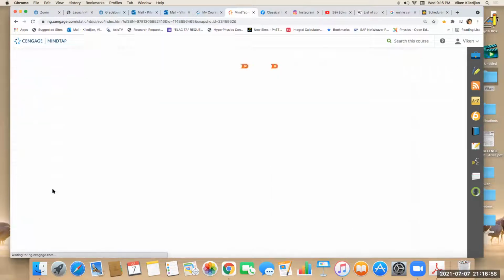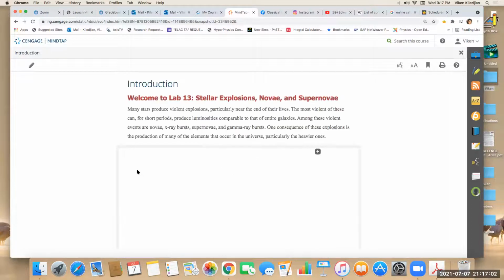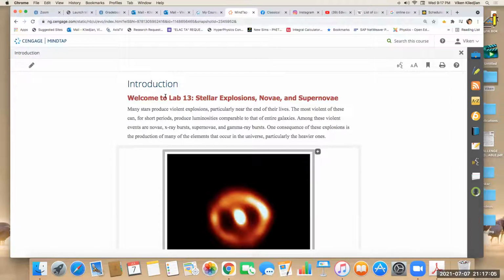So, introduction. I have to make sure when I do this that I start with the first page. Welcome to Lab 13, Stellar Explosions, Novae and Supernovae. Many stars produce violent explosions, particularly near the end of their lives. The most violent of these can, for short periods, produce luminosities comparable to that of an entire galaxy. Among these violent events are novae, X-ray bursts, supernovae, and gamma ray bursts.